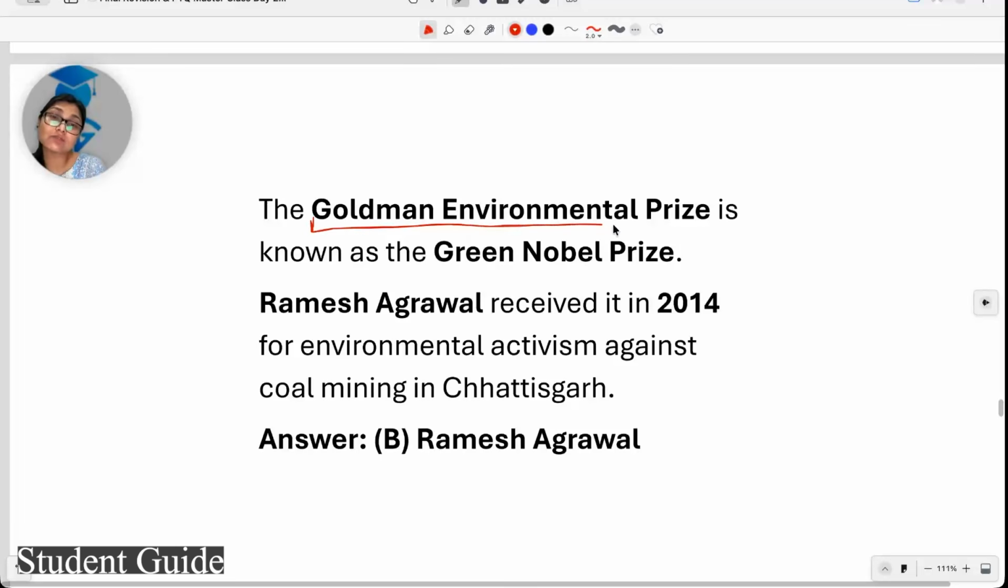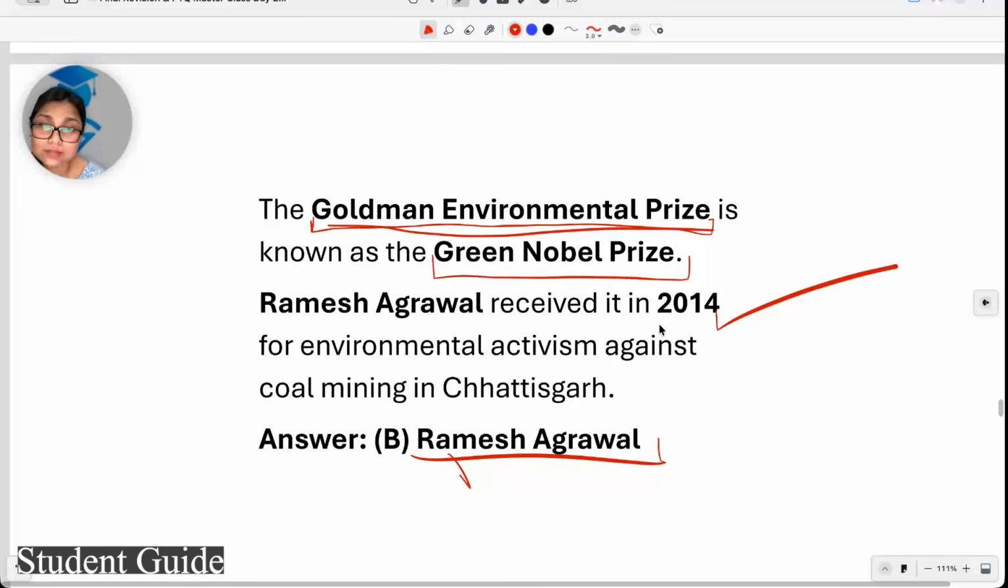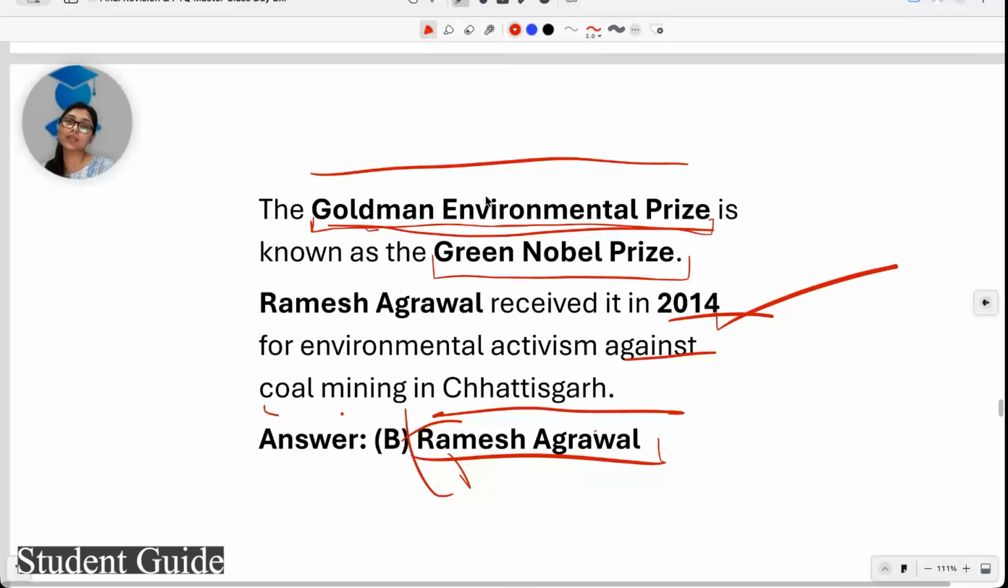The Goldman Environmental Prize. Same one, okay? The Goldman Environmental Prize is known as the Green Nobel Prize, okay? So Ramesh Agarwal has received this award in 2014, for his environmental activism against coal mining in Chhattisgarh. So you need to remember his name, Ramesh Agarwal, and remember this award or prize name: Goldman Environmental Prize or Green Nobel Prize. Okay.